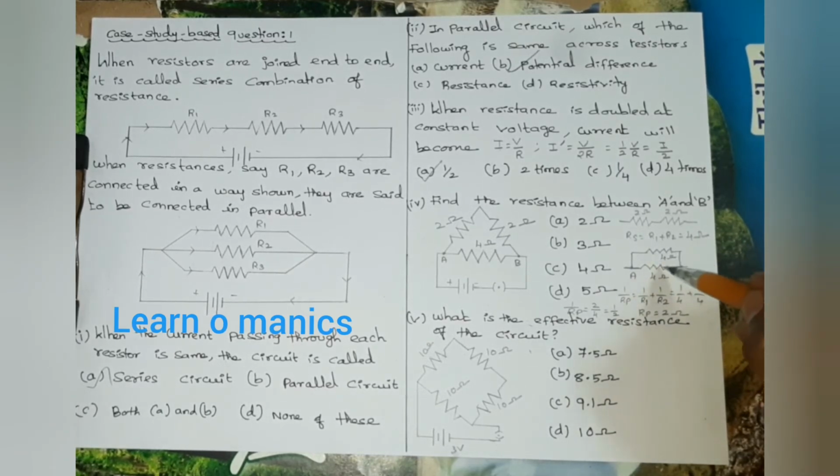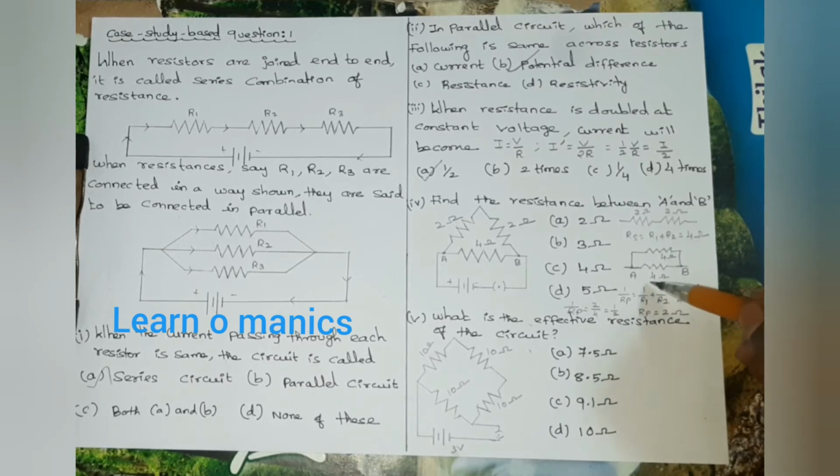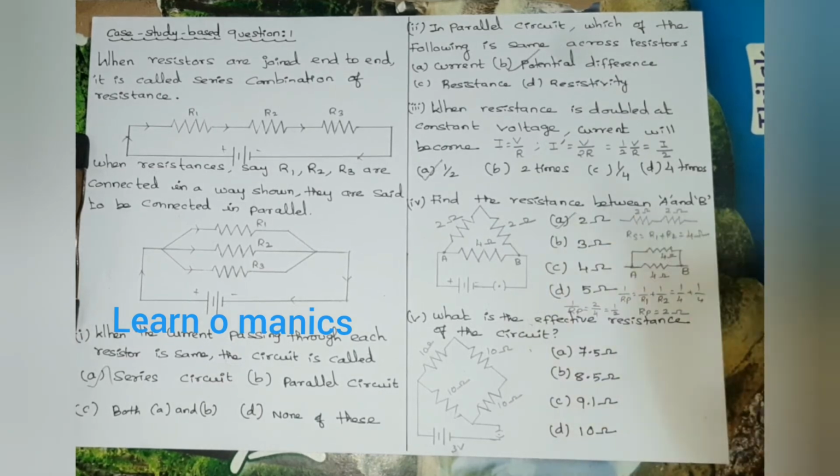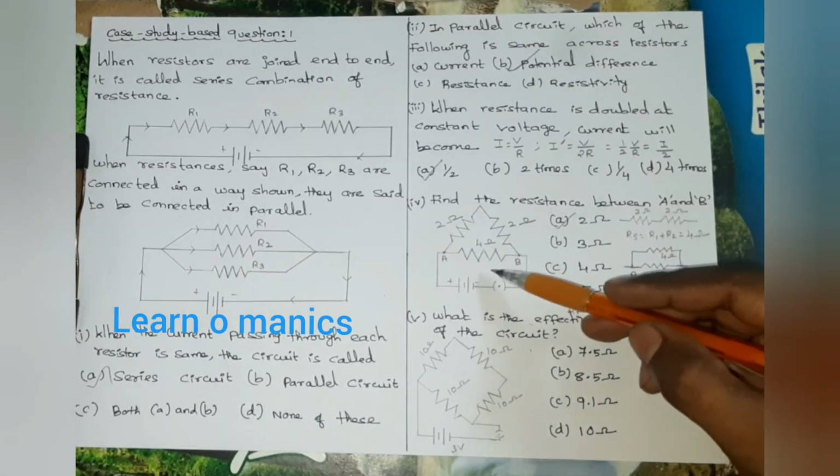Now the circuit looks like a parallel circuit, and for parallel I can use the formula 1 by Rp equals 1 by R1 plus 1 by R2. Substituting the values of R1 and R2, both 4 and 4, it will be 2 by 4, and the answer will be 1 by 2. When I reciprocate, Rp equals 2 ohm, so the option is A. The effective resistance between the points A and B is 2 ohms.